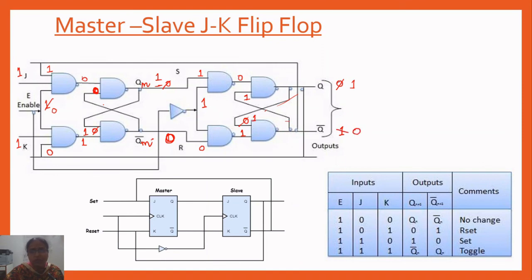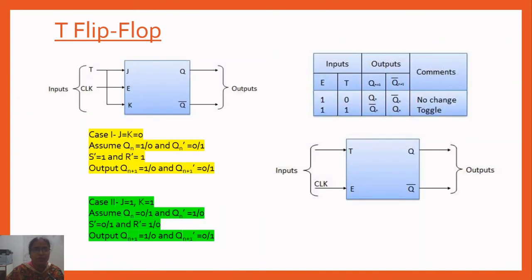See, the output has changed from 0 to 1 at the Q, and the complement has also changed from 1 to 0. Now this is going to here, 1 here and 0 there, but it has no effect on the output here, because this master is now disabled, right? So like this, the master slave JK flip flop removes the limitations of the normal JK flip flop.